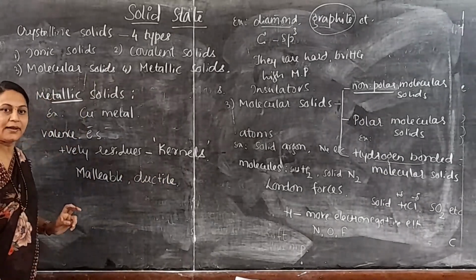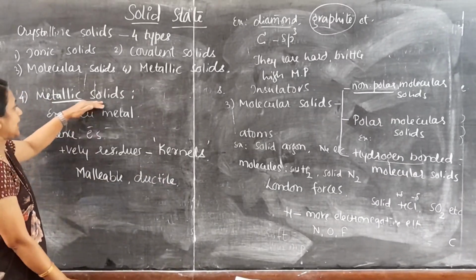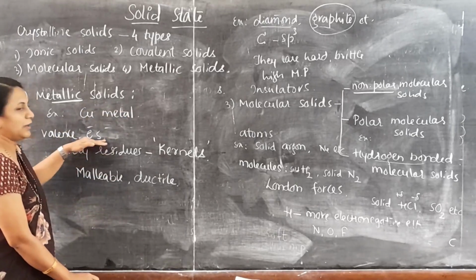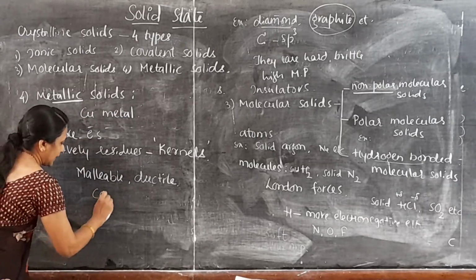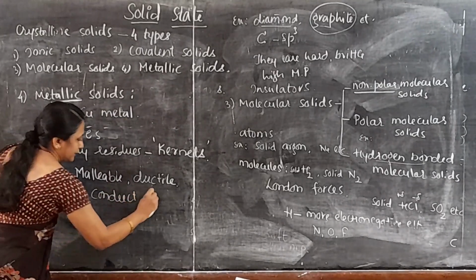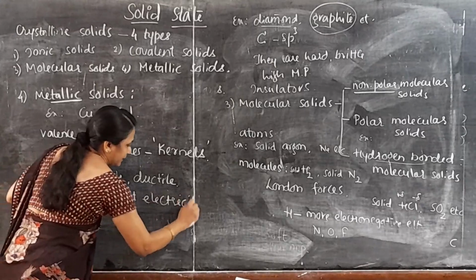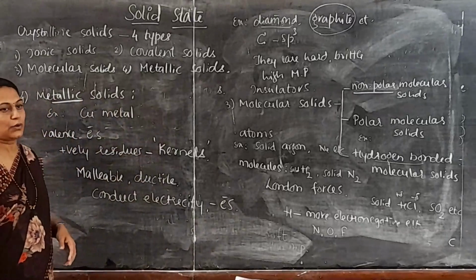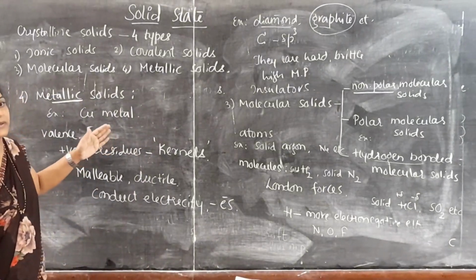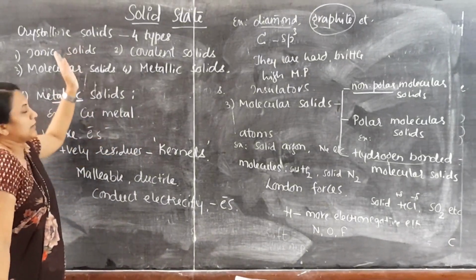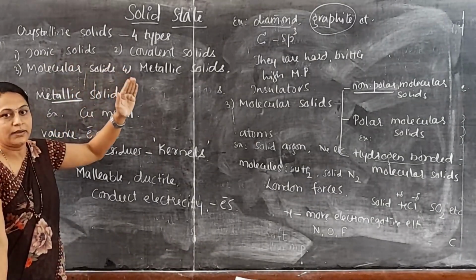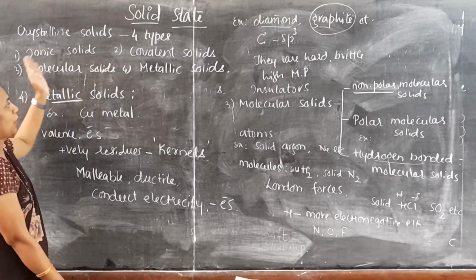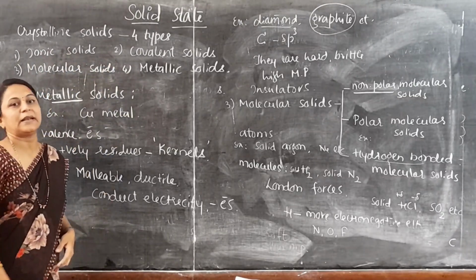Example, copper metal. And the properties: they are malleable and ductile, and even though these metallic solids are in the solid state, they conduct electricity due to the availability of free electrons. So here we have studied two types of solids: crystalline solids and amorphous solids. Again, these crystalline solids are classified into four types: ionic, covalent, molecular and metallic solids.